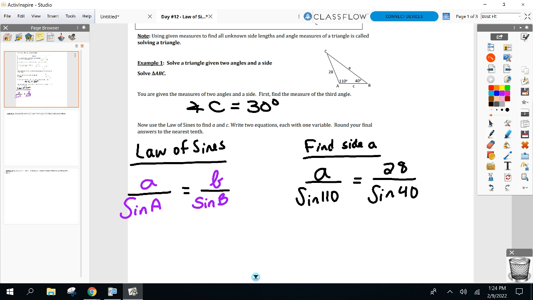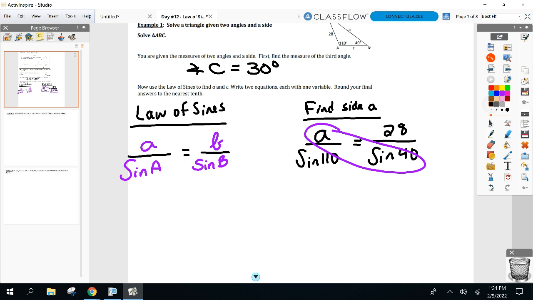Take a peek at that before we solve it. Side over the sine of the angle across. Questions? How do I solve it? It's a proportion. Proportions, cross multiply. We've been doing it for almost a month now. I'll help you. Sine of 40 times A equals sine of 110 times 28.